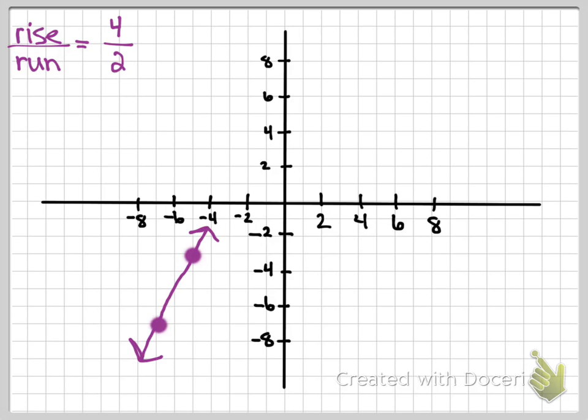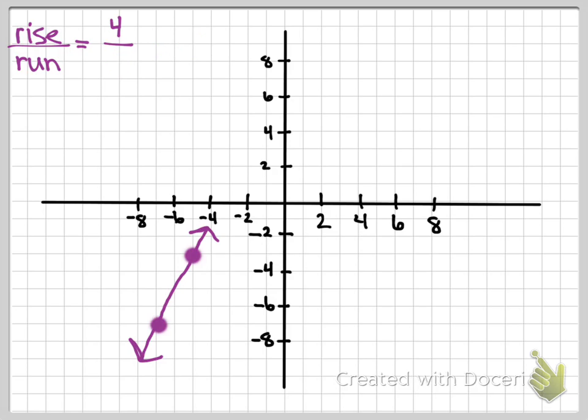Now this one, can I reduce it? 4 over 2? Can I simplify it to 2? So this one, either one of these would be the correct answer, 4 over 2 or just 2. Now, don't change an improper fraction to a mixed number, but here it's a whole number, so we could simplify it.